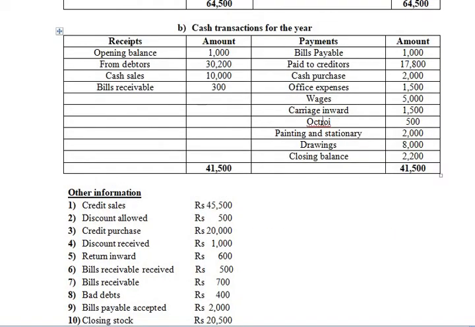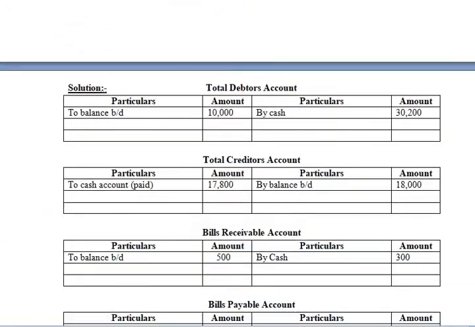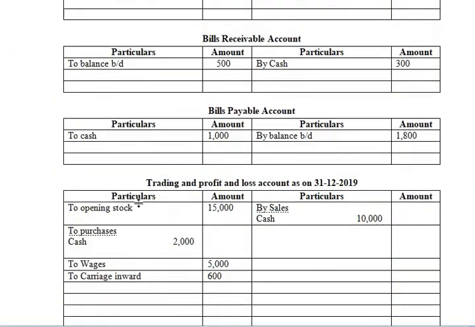All right, next, after carriage inward, octroi. Octroi comes in case of trading account. So octroi is 500. So let's go to trading account. Yes, here, to octroi, it's an expense. To octroi, and what's the amount? 500 rupees.